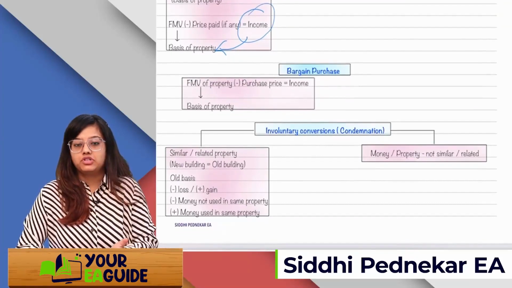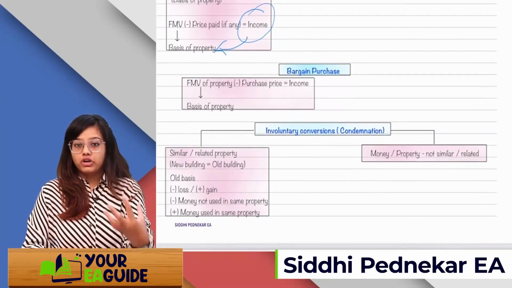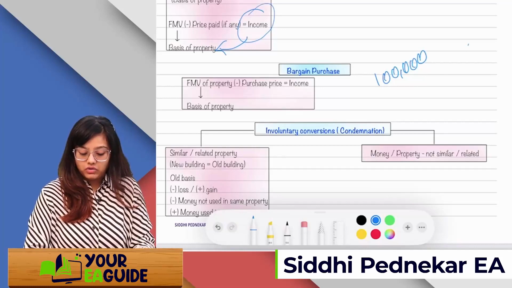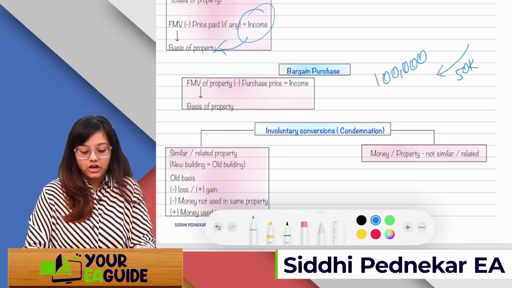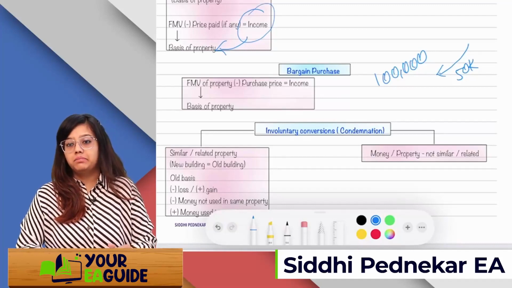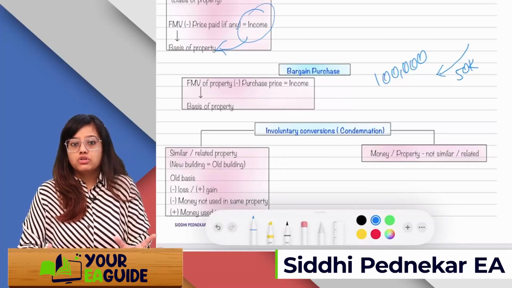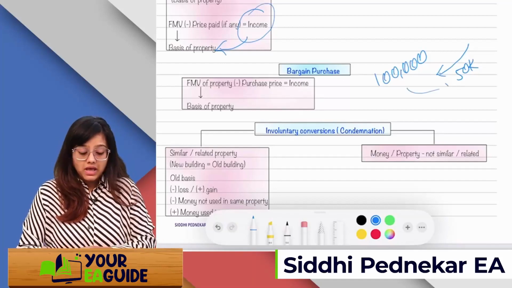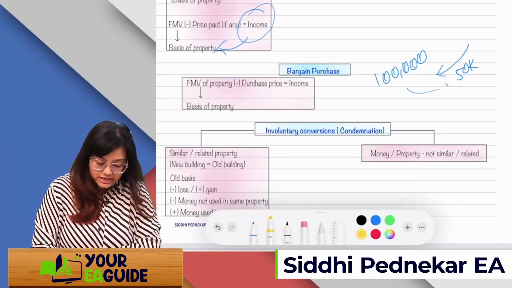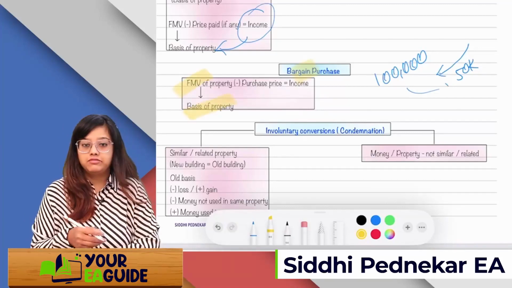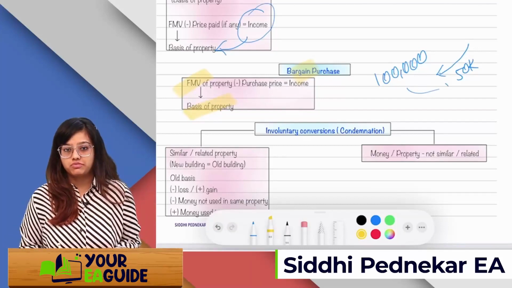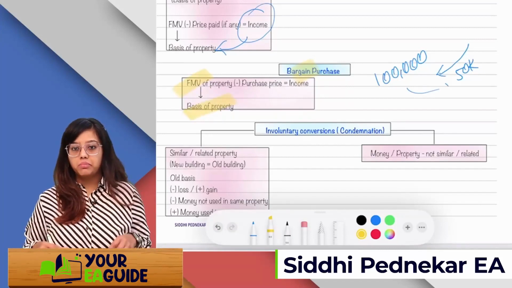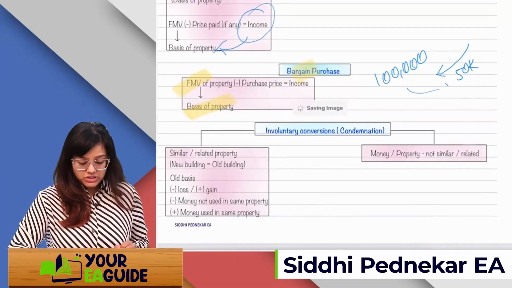Next is bargain purchase. What do you mean by bargain purchase? It means if you have got the property for a lesser amount. For example, FMV is 1 lakh, and you are receiving the property and paying just 50,000. So it is a bargain purchase, receiving the property at a lesser amount. So whatever is the FMV, you reduce the purchase price, whatever you are paying, and that will be the income. And in this case, if it's a bargain purchase, your FMV will itself be the basis of the property. You are not going to reduce the purchase price. The FMV itself will be considered as the basis of the property when you include it in your books. Okay, this was about bargain purchase.